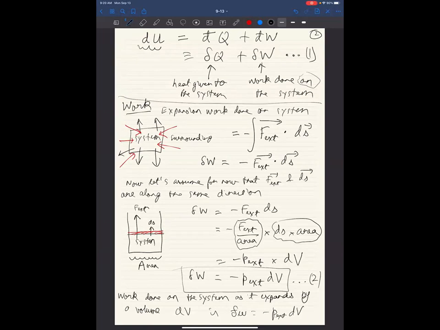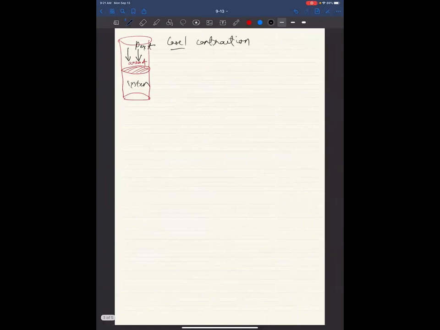So when you are compressing a gas, what is dV, positive or negative? Negative. Anyone thinks it's positive? If you think it's positive, let's chat about it. You're decreasing the volume, right? It's contracting. So dV is negative. In this case, dV is negative.